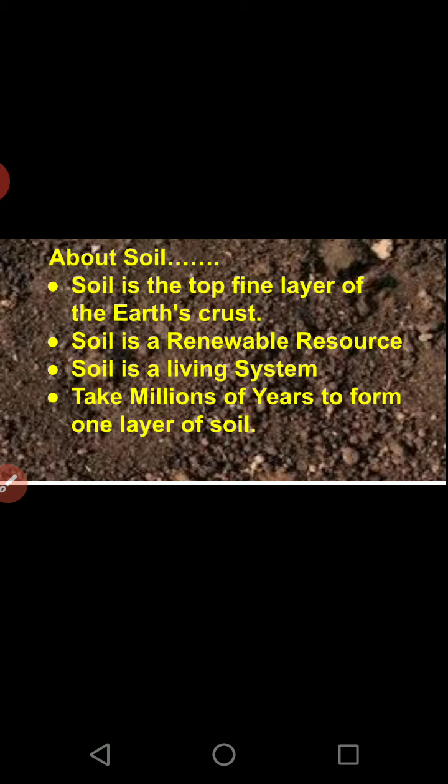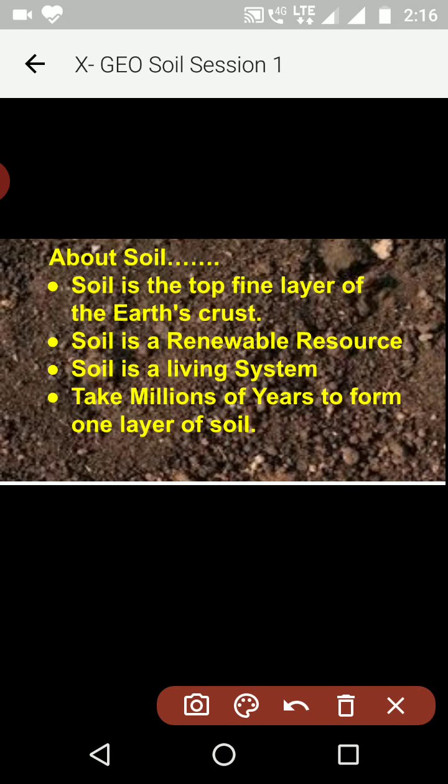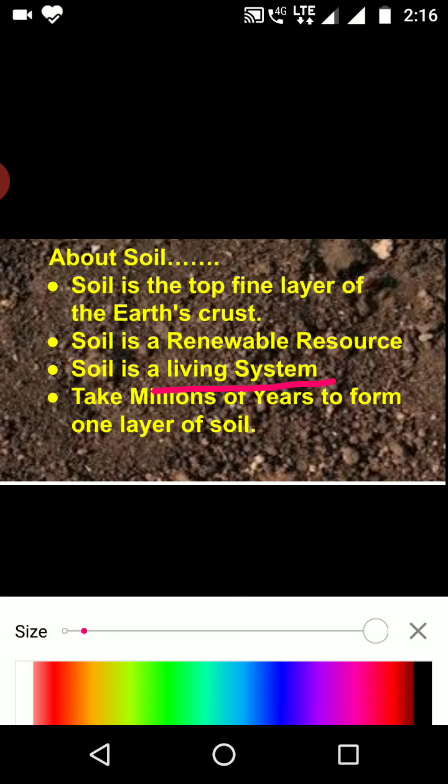There is one more line given over here that says it is a living system. Now, what is the characteristic of anything which is living? Whichever thing is living, we find that it is growing, it is showing some changes. Here, living has nothing to do with the living organisms in the soil. Here the system is living, that means the soil has a continuous system of formation, an ongoing process. Because this system is going continuously, it is growing on and on, and any living thing grows, and hence it is called a living system.